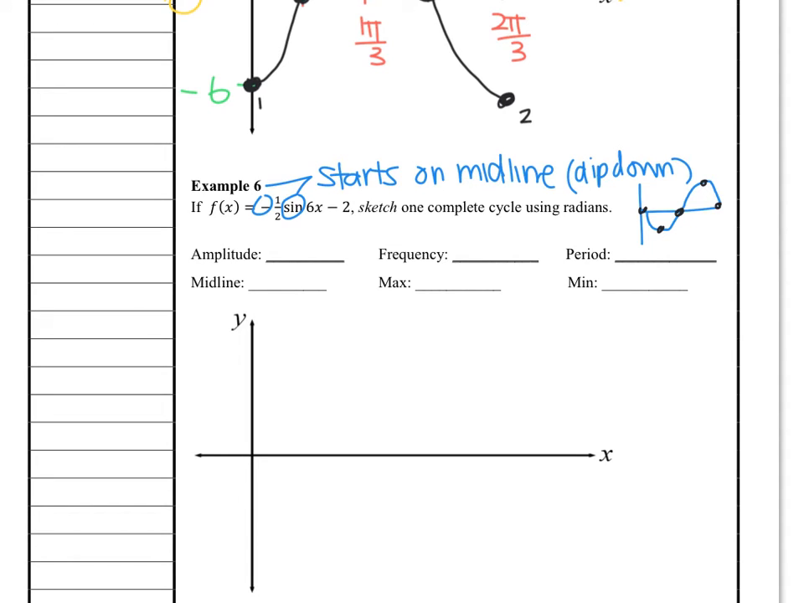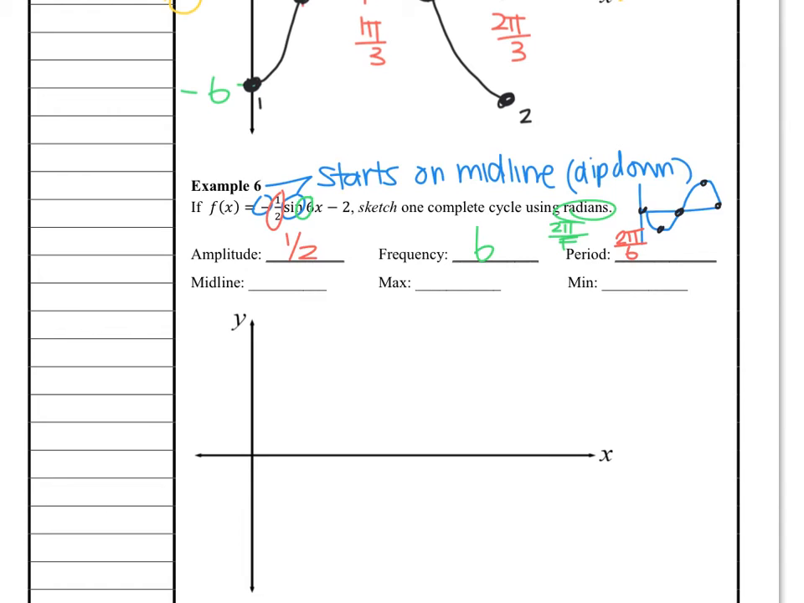Amplitude is the number in front. So here we've got a positive 1/2 that gets written down, not the negative. Negative told us to dip down. The frequency is the number next to x. That's 6. Period in radians, so 2 pi over frequency. 2 pi over the other guy is what Mr. Rogers likes to say. So 2 pi over 6.